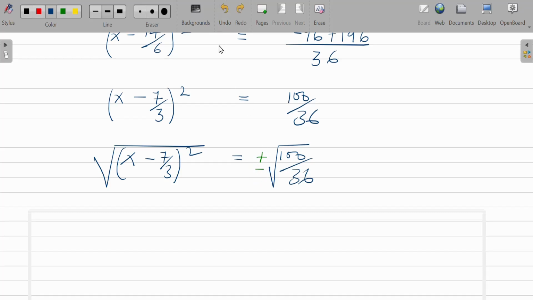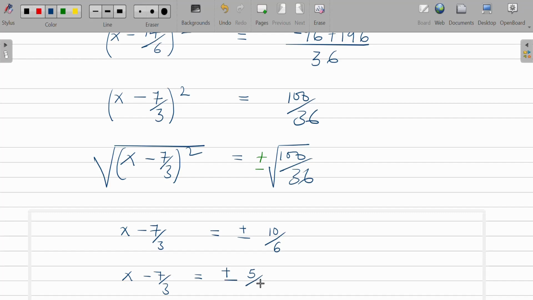So in here we are going to have x minus 7 divided by 3 equal to plus or minus the square root of 100, which is 10, divided by the square root of 36, which is 6. So we have x minus 7 over 3 equal to plus or minus 5 divided by 3.